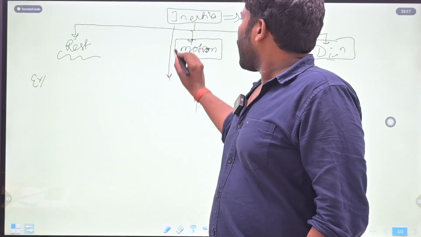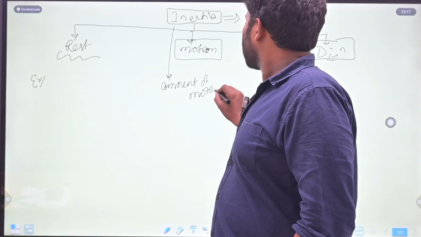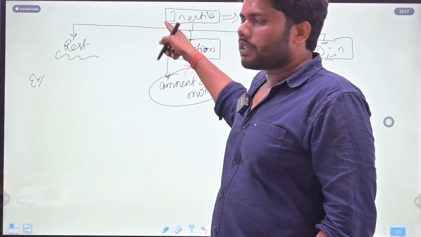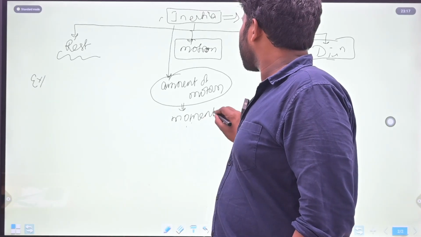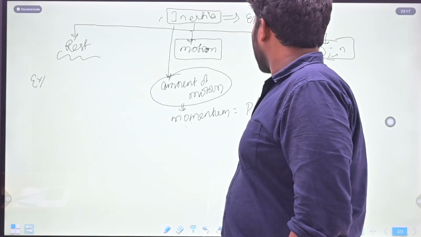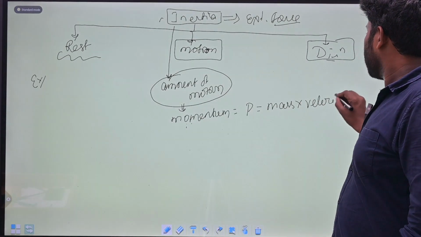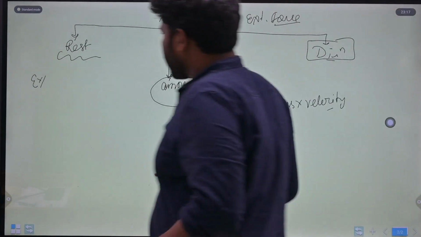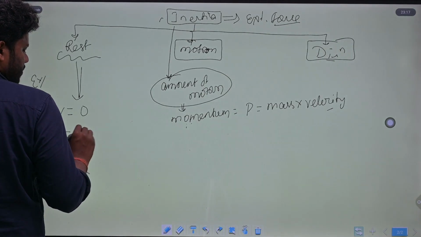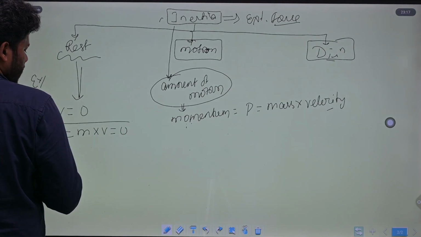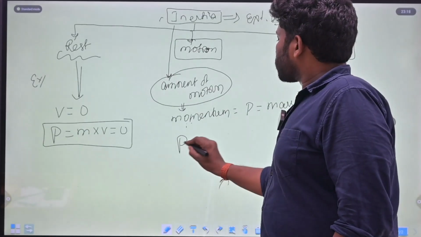Amount of motion. If I know this, then I can say what inertia is. To define the amount of motion, one term is used, that is called momentum, and this is represented by small p, which is the product of mass and velocity. Mass multiplied by velocity is called momentum. In case of rest, what is the velocity? Velocity is equal to 0, so the momentum, that is mass multiplied by velocity, is 0. If momentum is 0, that means the body is at rest.